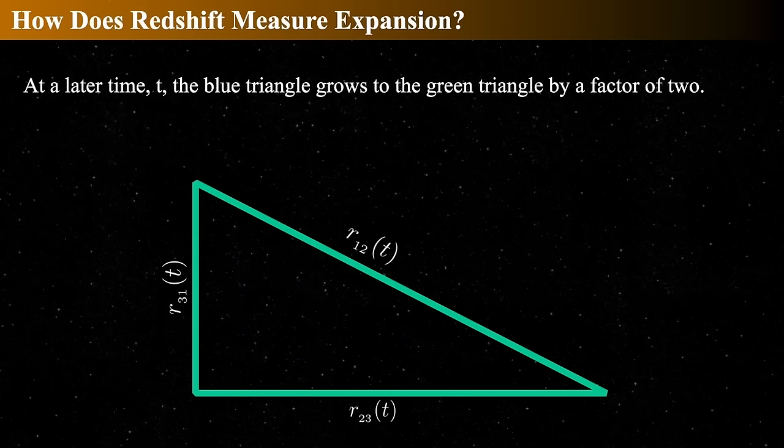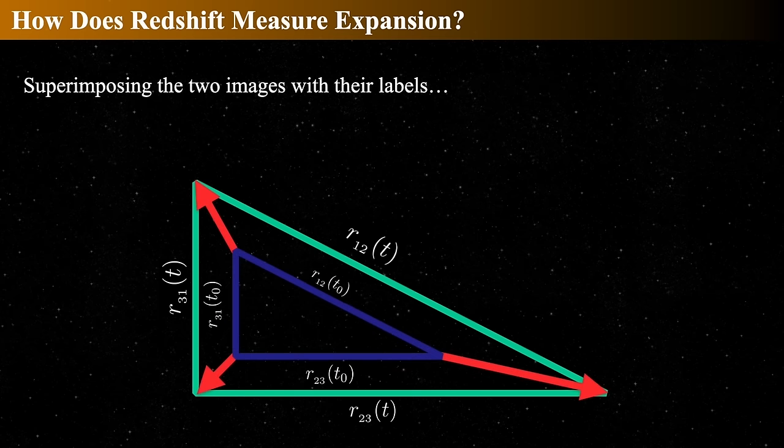Now at some later time t, the triangle has grown such that all the angles are the same with respect to each other and the length of each side has doubled. Superimposing the two triangles, we can see that it's just bigger but looks the same. If you remember your high school geometry, we use the angle-angle-angle test to show that the two triangles are similar but not congruent. This just means they look the same but differ only in size.